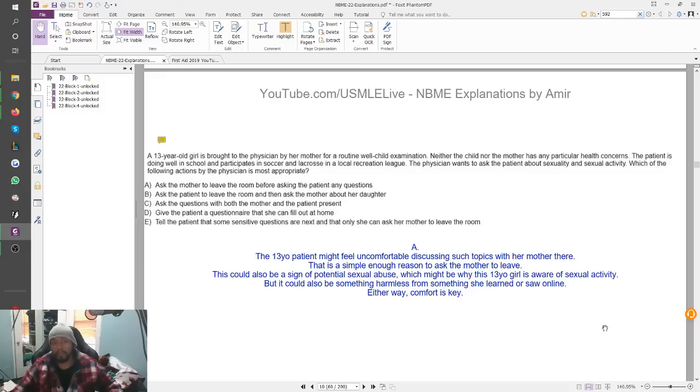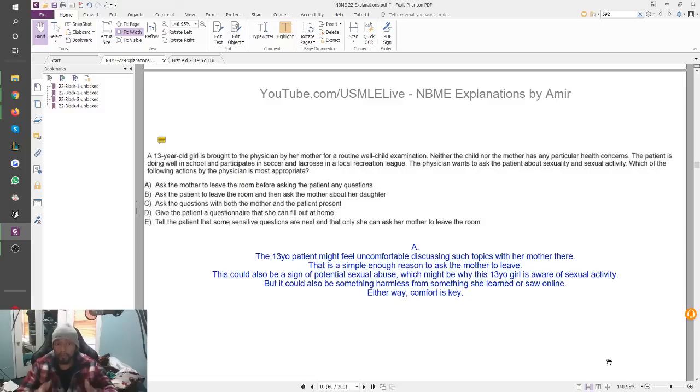You gotta be able to handle stuff like this. Do not ask sexual related questions to a young adult, or not even an adult, a young patient, very adolescent, young patient. Do not ask them sexual questions with the parent there. They're never going to tell you the truth, right? They're worried what their parents are going to judge them for.